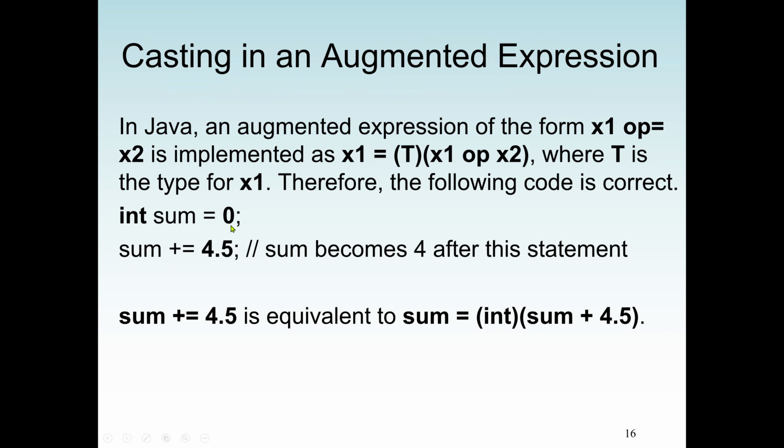We can say int sum equal to 0. We initialize the sum to be 0. So next we can say sum plus equal to 4.5. And then sum becomes 4 after this statement. Why? Because our sum has the data type int. Or we can say sum plus equal 4.5, which is equivalent to saying we convert the answer to int: sum plus 4.5, cast to int.